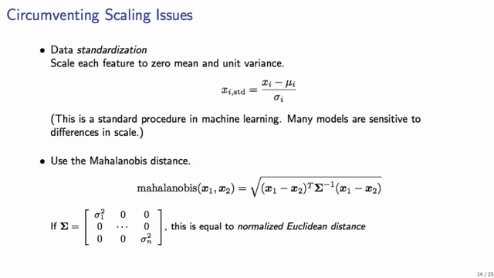Another possibility is to use the Mahalanobis distance. If this matrix right here, sigma, is equal to a diagonal matrix that has the variances of each feature on the diagonal, that would be equal to normalized Euclidean distance. And if sigma is equal to the covariance matrix of our data, then that would be the exact same thing as doing data standardization.